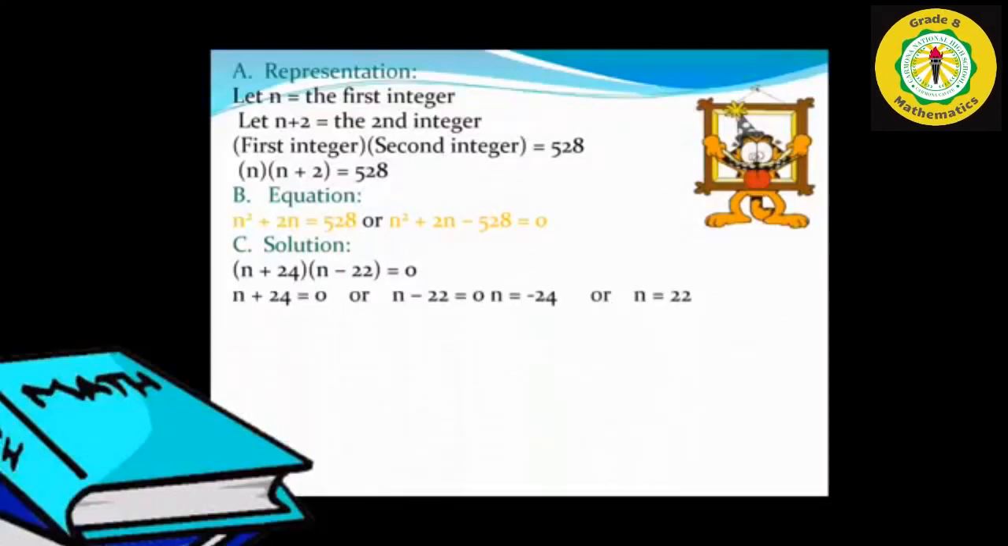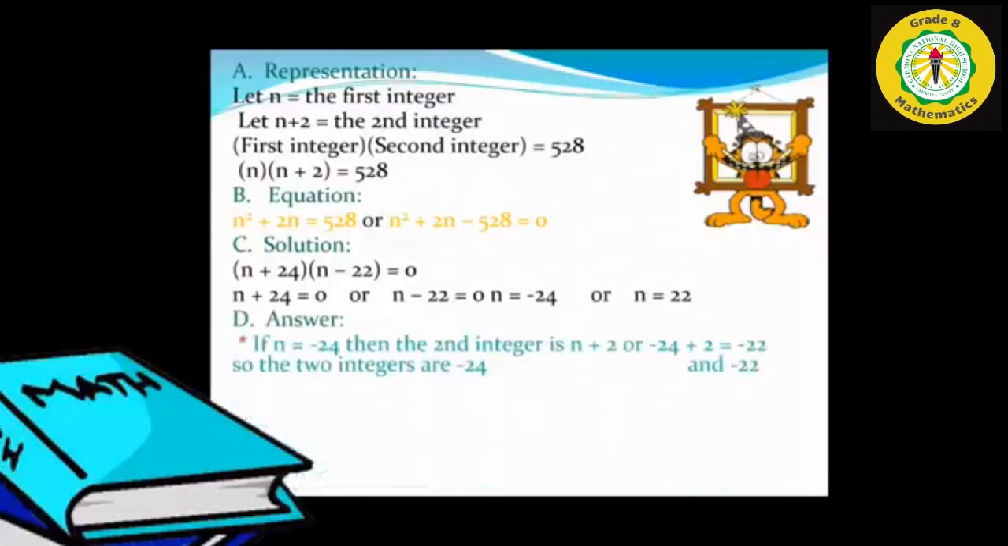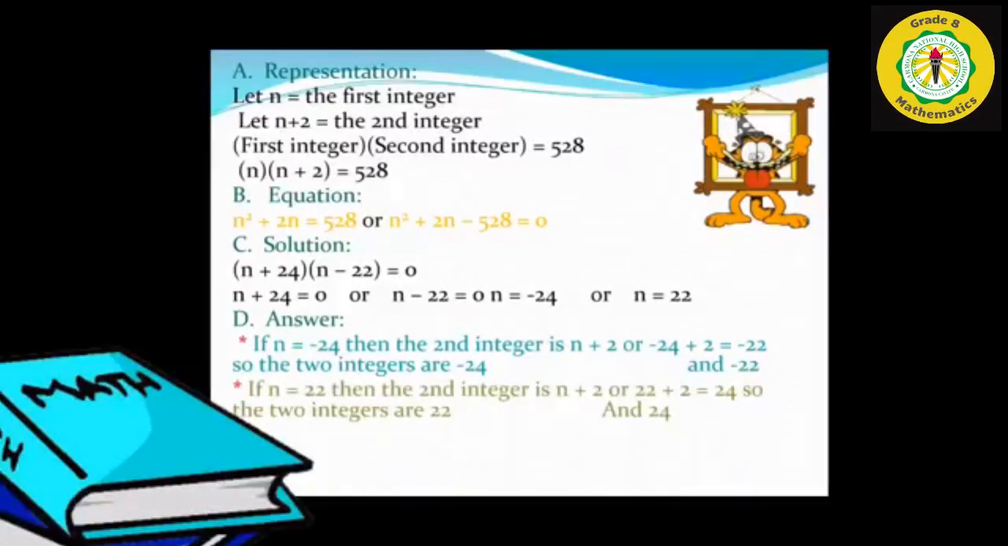We need to simplify it. N plus 24 is equals to 0, or n is equals to negative 24. And n minus 22 is equals to 0, or n is equals to 22. So for our answer, if n is equals to negative 24, then the second integer is n plus 2, or negative 24 plus 2 is equals to negative 22. So the two integers are negative 24 and negative 22. If n is 22, then the second integer is n plus 2, or 22 plus 2 is equals to 24. So the two integers are 22 and 24.